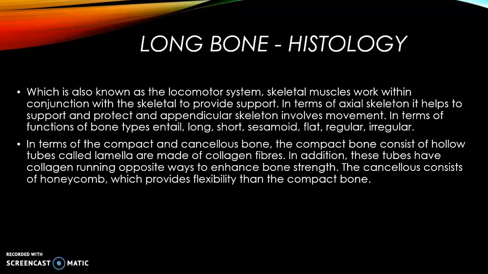In terms of the compact and cancellous bone, the compact bone consists of hollow tubes called lamellae, which are made of collagen fibres. In addition to this, these tubes have collagen running opposite ways to enhance bone strength. On the flip side, the cancellous bone consists of honeycomb, which provides more flexibility than the compact bone.